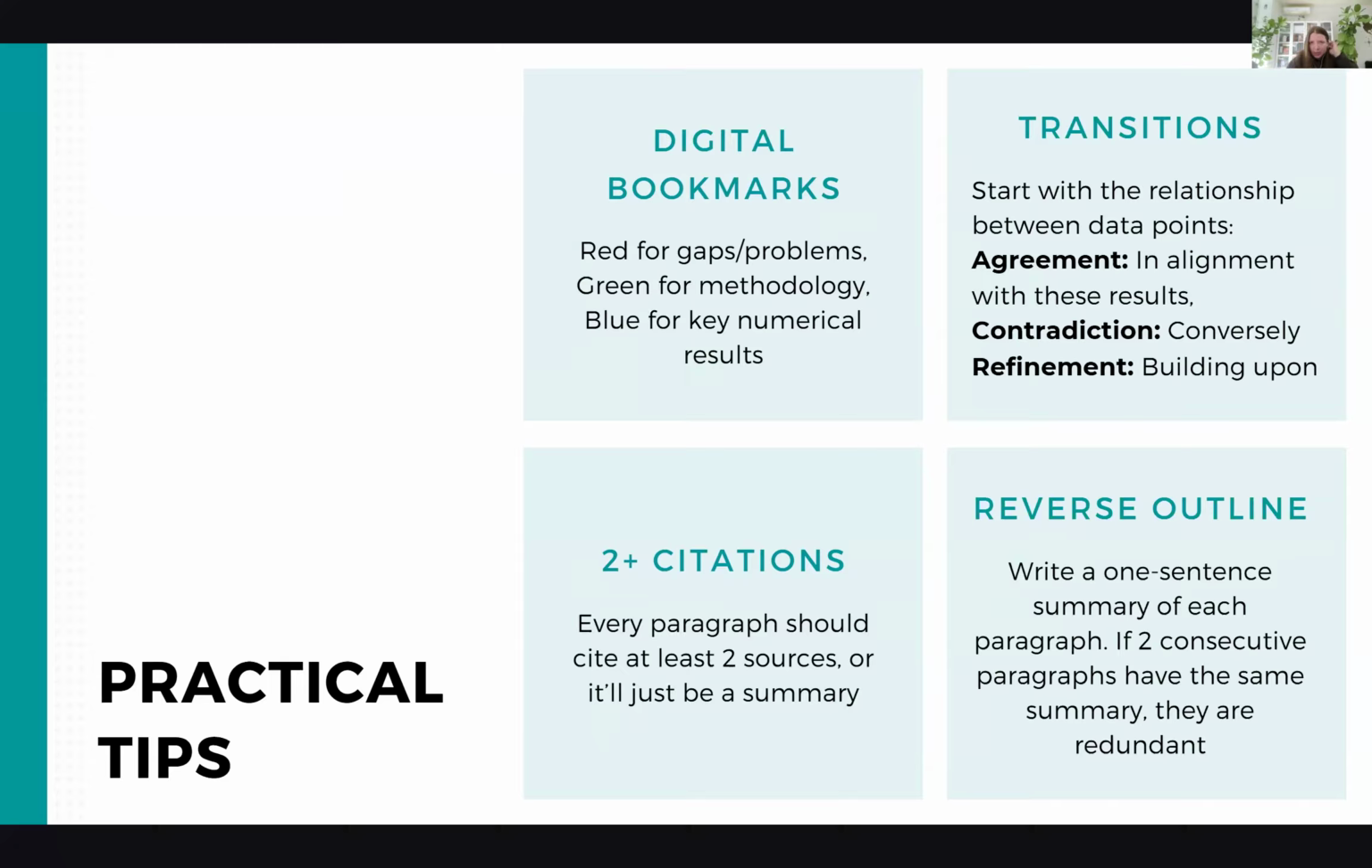So if you're using highlighters, use, for example, red for gaps, knowledge gaps and problems, green for methodology, and blue for numerical results, so quantitative study results. If you don't use digital highlighters, you can just copy and paste information from the source, but for example, create a table with rows for different sources, and one column would be for gaps and problems, the second one would be for methodology, and the third one would be for quantitative results.